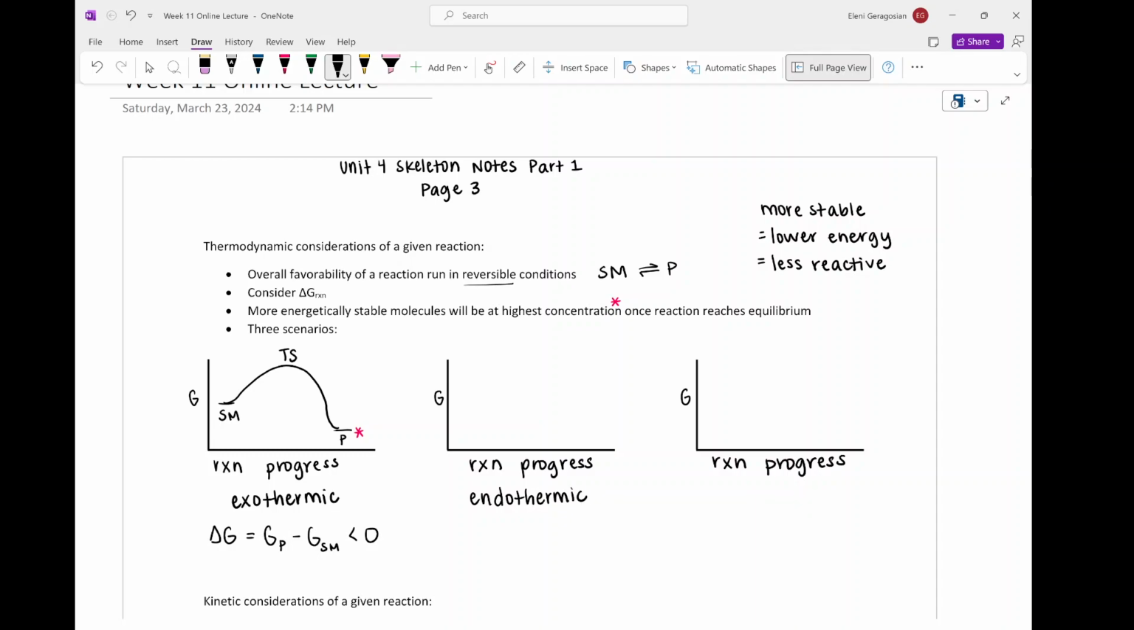For an endothermic reaction, the products are higher energy than the starting material. Again, it still goes through the high energy transition state, but overall energy is required for the products to form, so the delta G is greater than 0. And so at equilibrium, the more energetically stable molecules are at highest concentration. More energetically stable means lower energy, means less reactive, and for endothermic, that is the starting material.